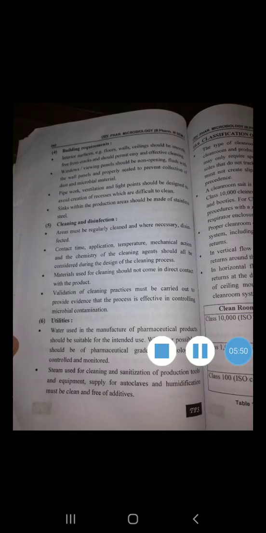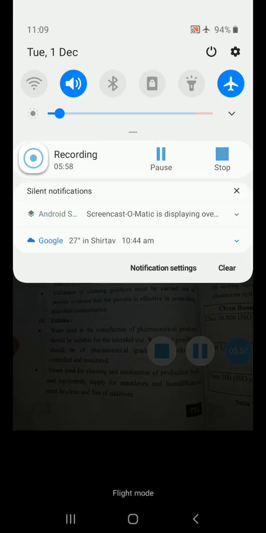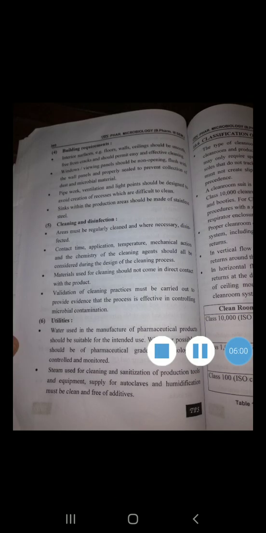Then a clean room suit is usually required for entering a clean room. Class 10,000 clean rooms may use simple smocks, head covers, and booties. For a class 10 clean room, a careful gowning procedure with zip-up coveralls, boots, gloves, and complete respirator enclosure is required.